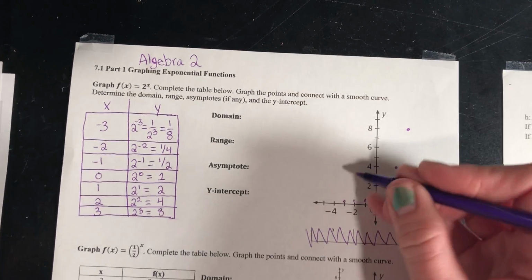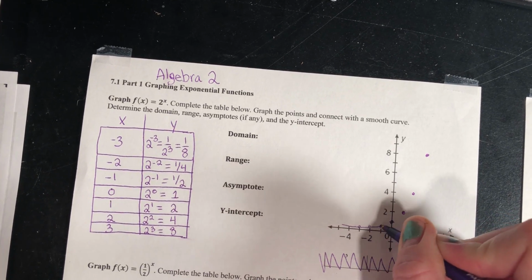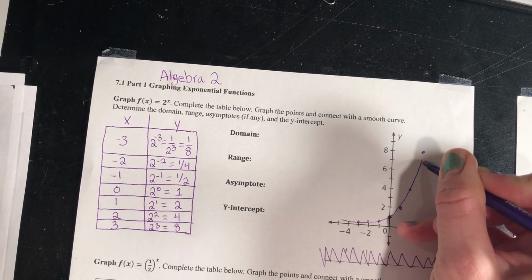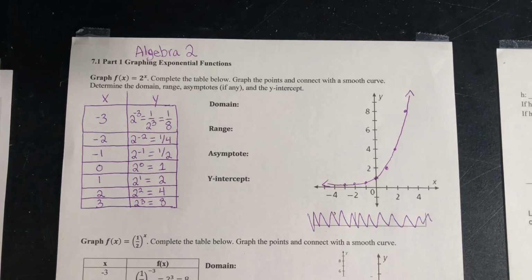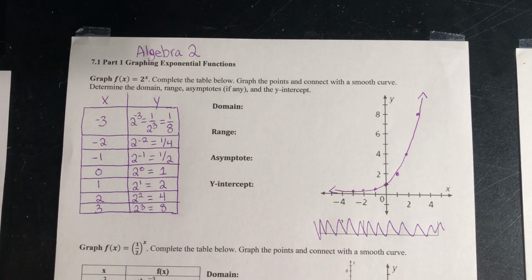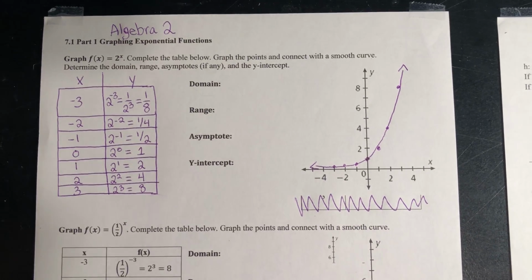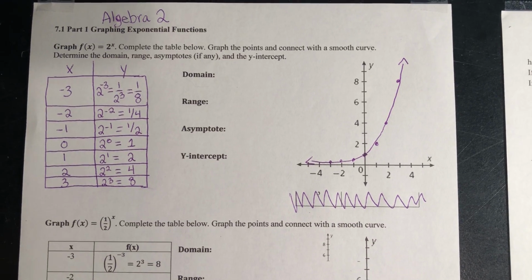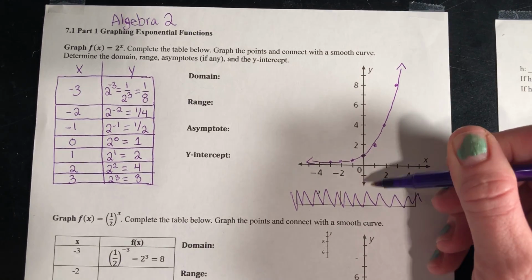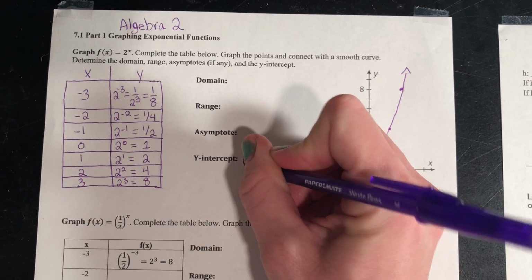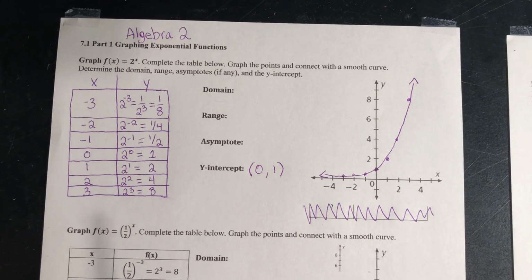So as you can tell, we are going up exponentially. So if we were to draw this in, it would just keep going and keep going. So we want to also know the domain, range, asymptotes, if there are any, and the y-intercept. Our first thing that we already graphed is the y-intercept. So where does it touch the y-axis? (0, 1) is our y-intercept. I know that's at the bottom right there, but I could add that in.